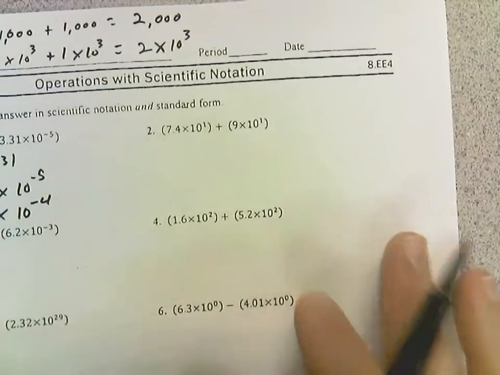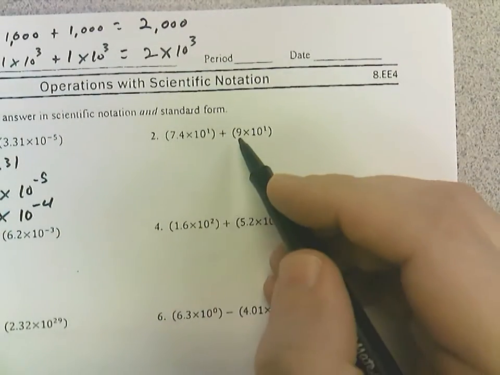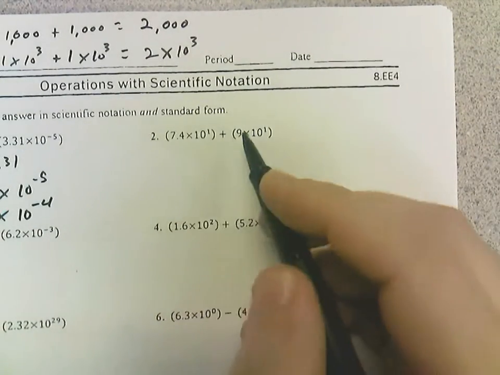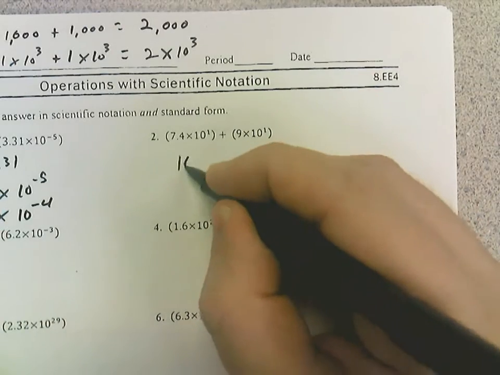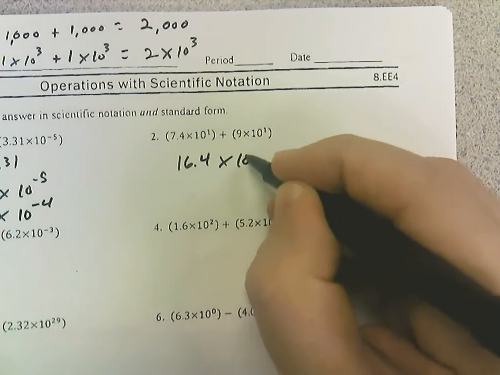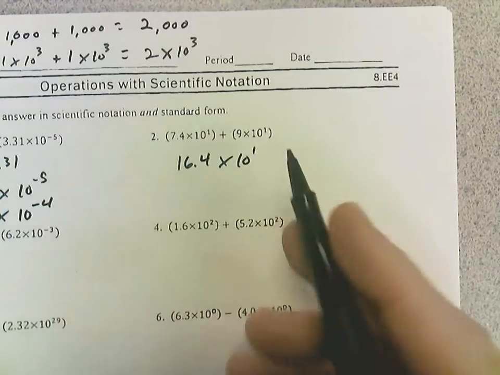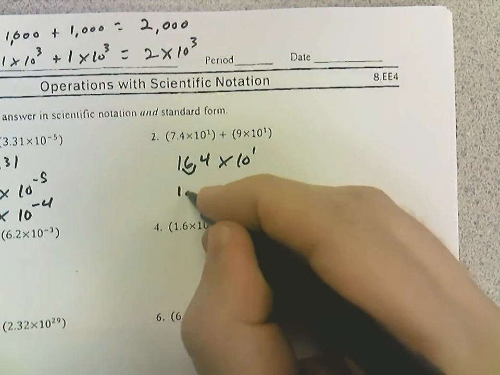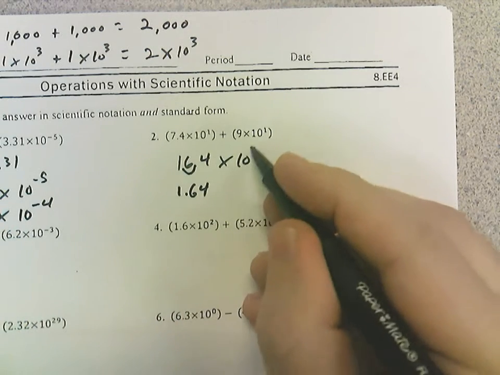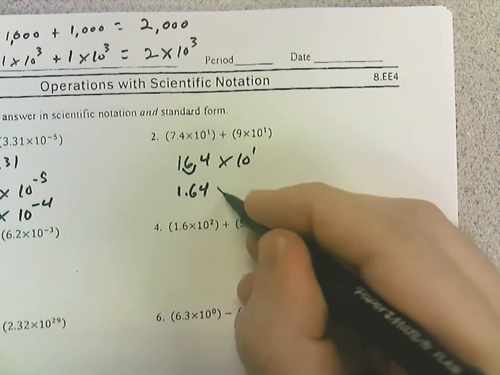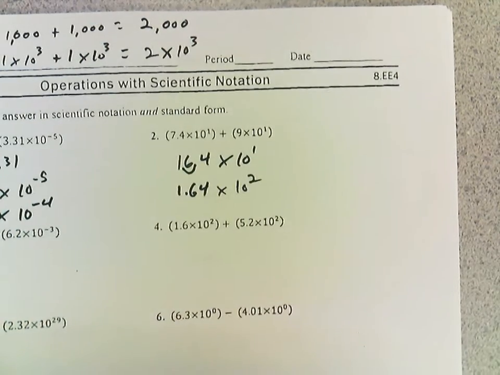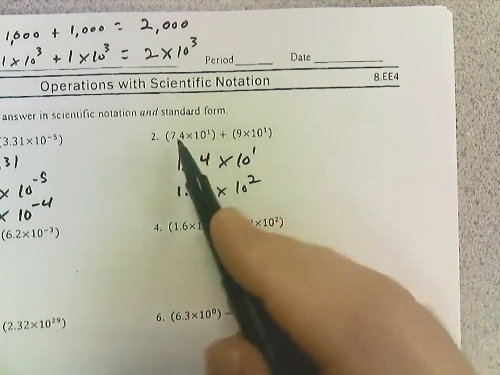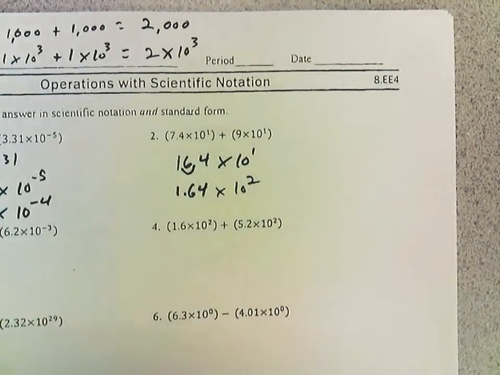Okay, let's look at another example. I have 7.4 times 10 to the 1 plus 9 times 10 to the 1. So 9 plus 7.4 is going to be 16.4 times 10 to the 1. Now again, this is bigger than 10, so I'm going to have to take a 10 away from here and move it over here. So it'll be 1.64. And then I've added a 10 here, so 1 plus 1 is going to be 2. Okay? And that's basically all you're doing. Again, two numbers, add them together, they're going to become bigger, right?